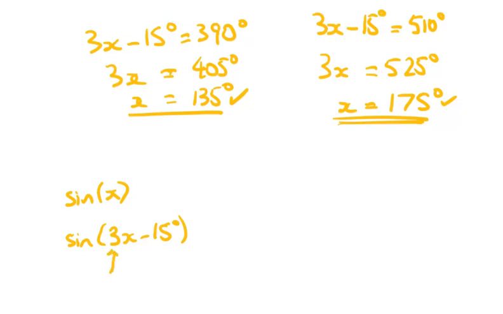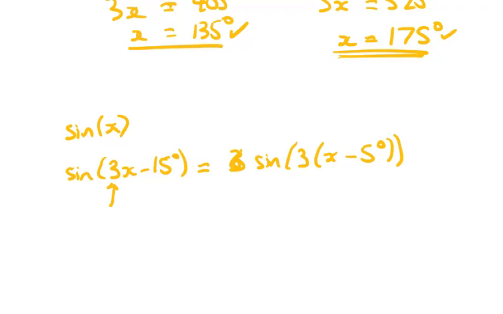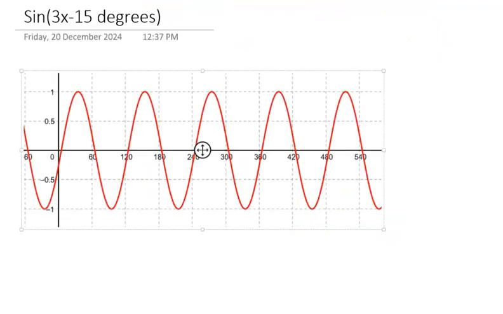Now, we could just focus on that 3, but instead we could rewrite it as sine of 3 times (x minus 5 degrees). And it's a really good idea to get used to factorizing like that early on. What we've got going on here is a horizontal shift of the function by 5 degrees to the right. And then we've got a squishing of the function, so a reduction in the period of the function by a factor of 3.